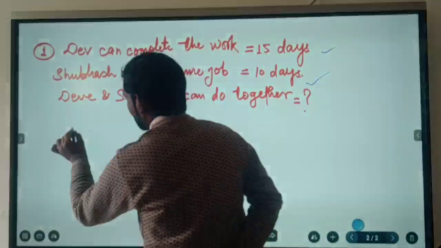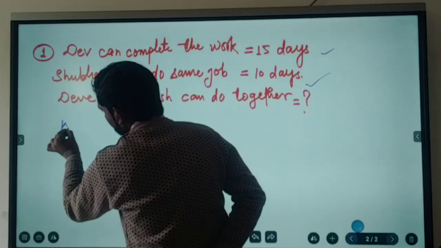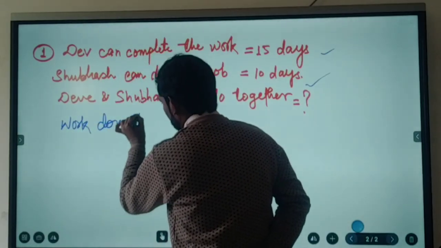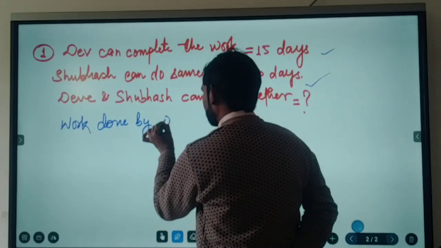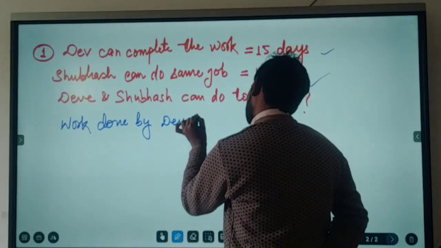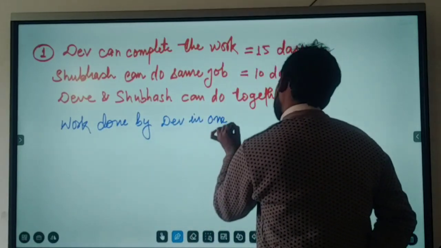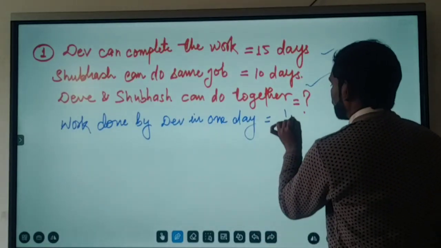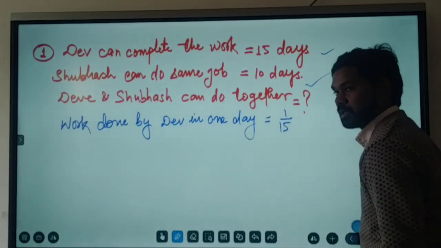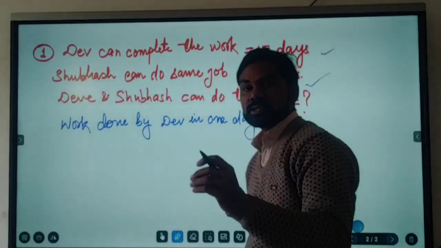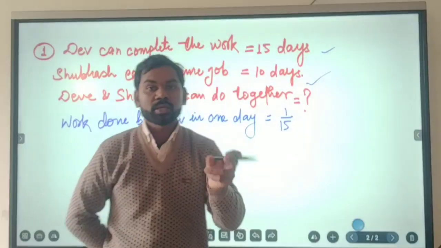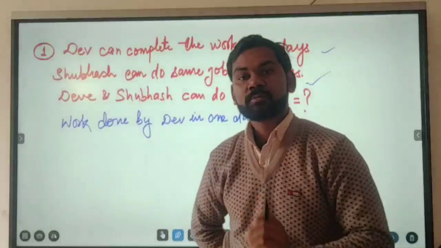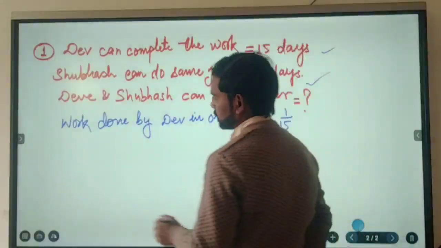So here we write work done by Dev in 1 day, and this will equal 1 upon 15. This 1 upon 15 is the work done by Dev in 1 day. Similarly, we can find out the work done by Subhas in 1 day.